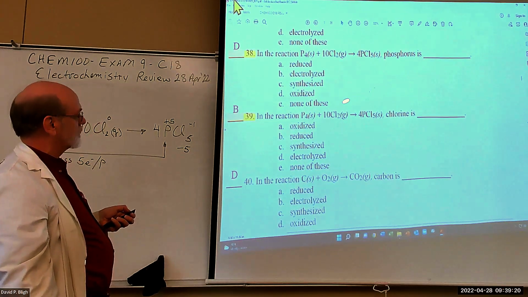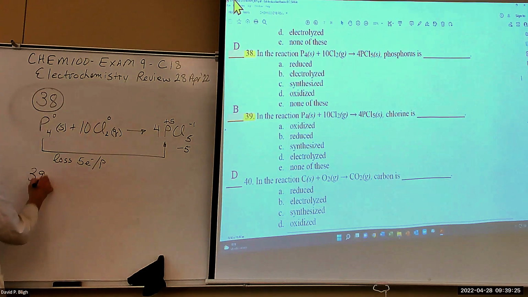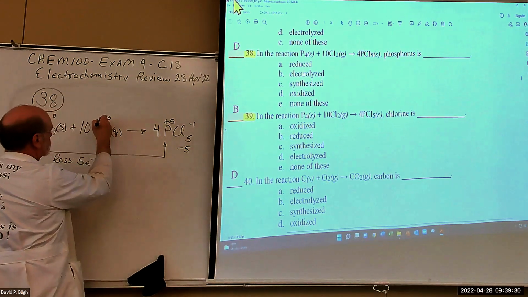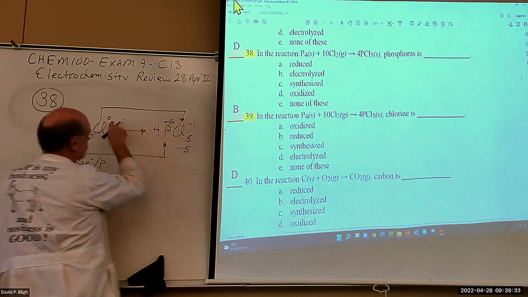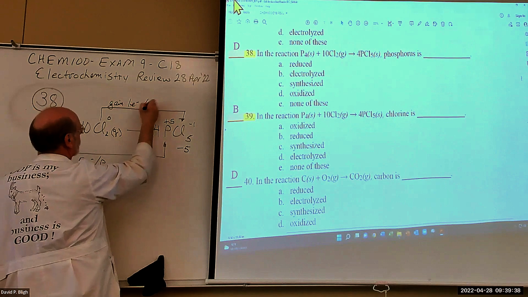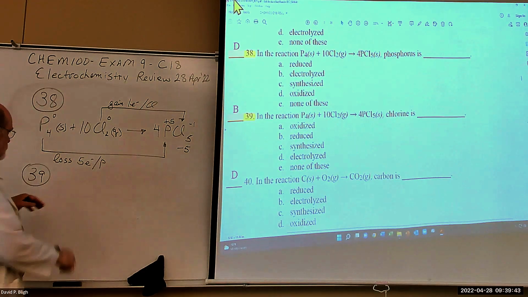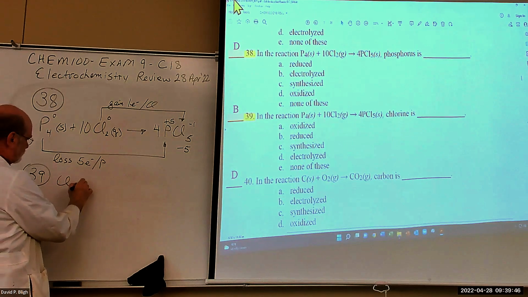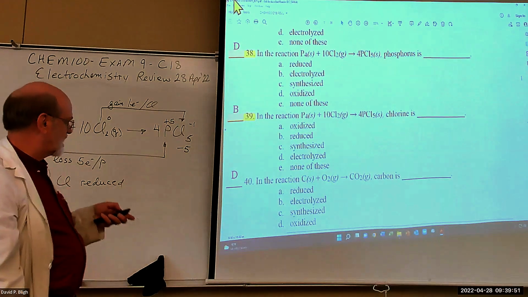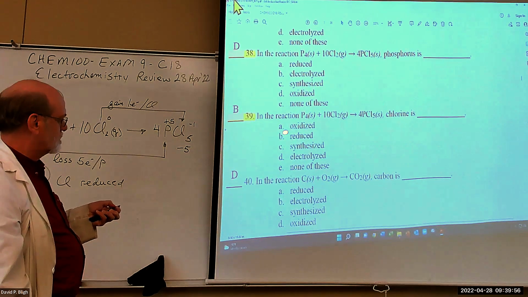Okay. Oh, it looks like the next one's based on the same reaction. What happens to the chlorine? Chlorine went from 0 to -1. So we gain 1 electron per chlorine. Chlorine then is reduced. Okay, and that would be right here. Chlorine is reduced.